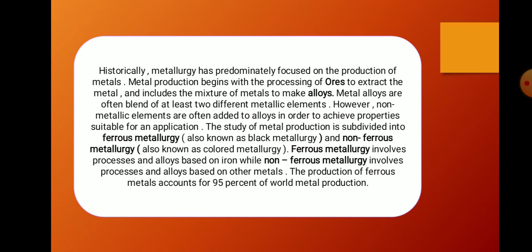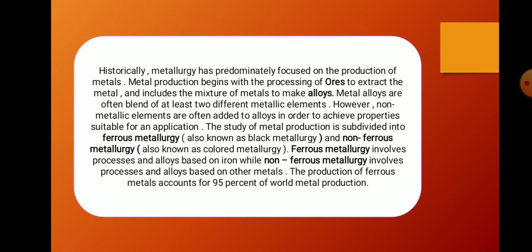Historically, metallurgy has predominantly focused on the production of metals. Metal production begins with the processing of ores to extract the metal and includes the mixture of metals to make alloys. Metal alloys are often a blend of at least two different metallic elements. However, non-metallic elements are often added to alloys in order to achieve properties suitable for an application.